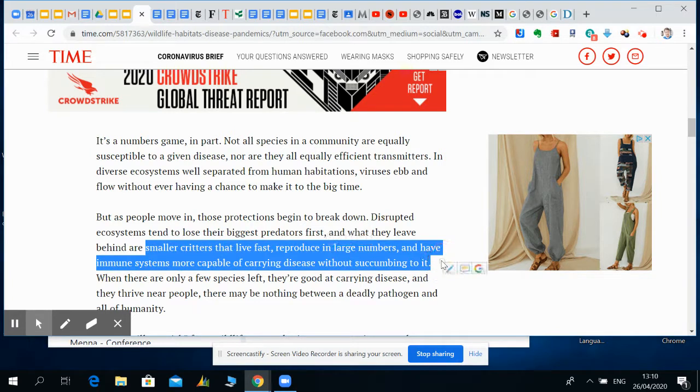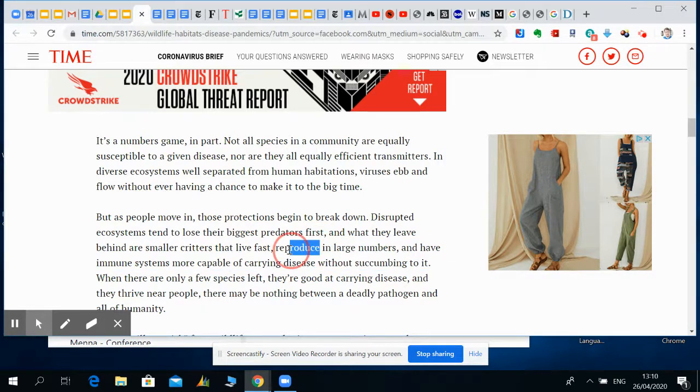So that's an extension for me. It really extends my understanding because I did not know that smaller animals are more capable of carrying disease without succumbing to it. But it's also a challenge for me. It leaves me with a big question. What is it about size? Why would these smaller animals actually be able to carry disease without getting sick? Or is it actually about their reproduction? Is that why, because they reproduce in large numbers, they can carry disease without getting sick?